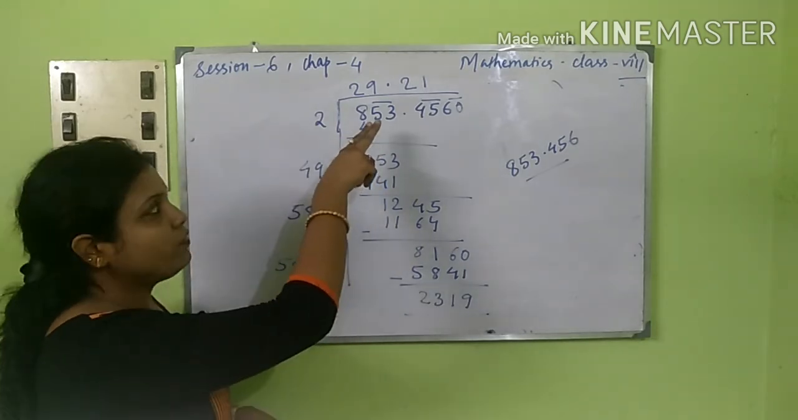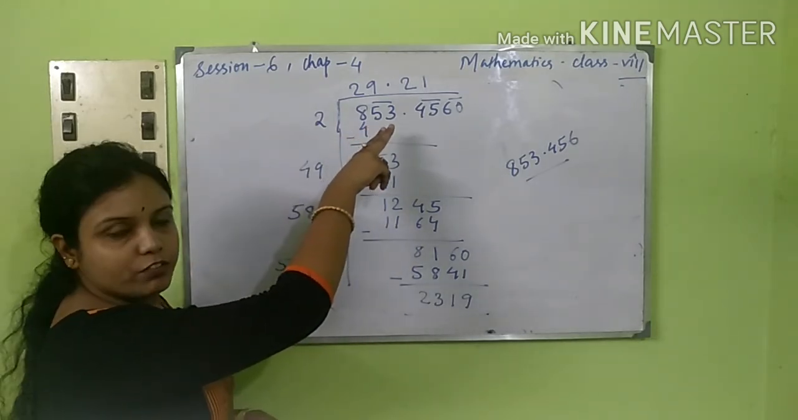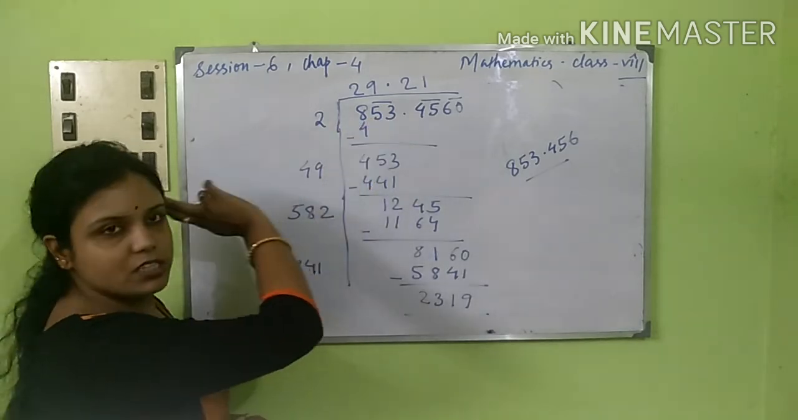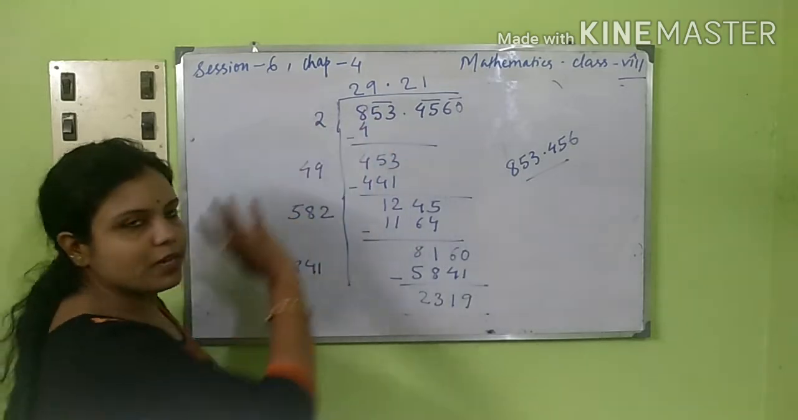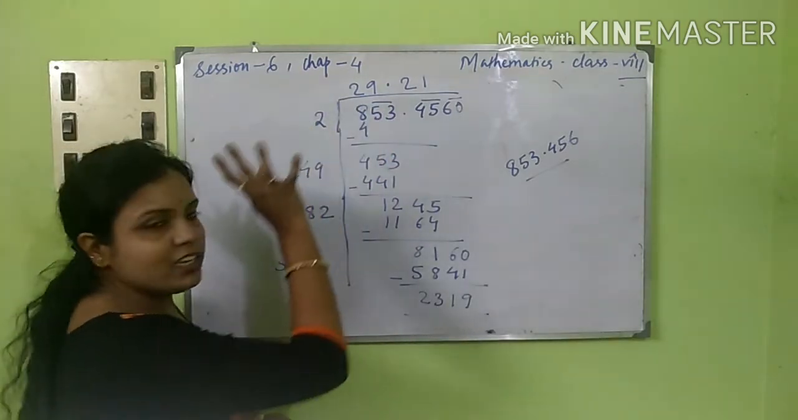This is obviously an odd number of digits. There are 3 digits, 8, 5 and 3. So I said leaving the first one, the next two have to be paired. So that's what I did.